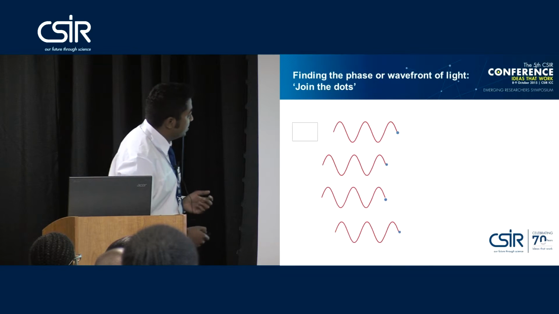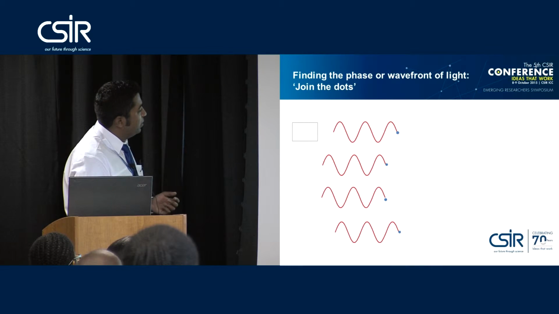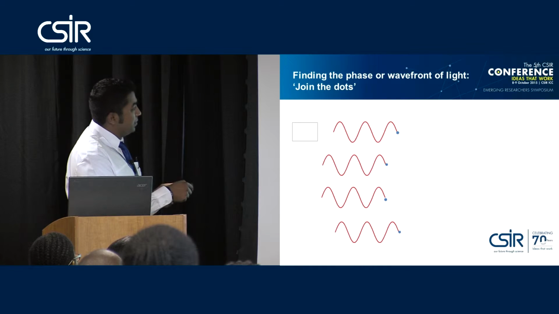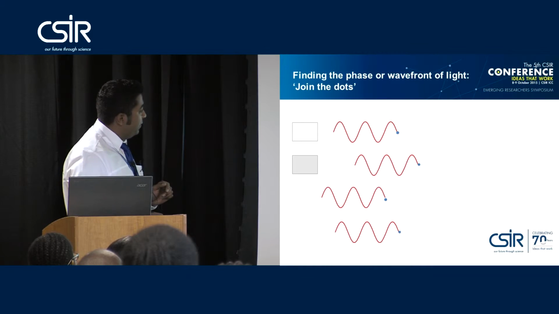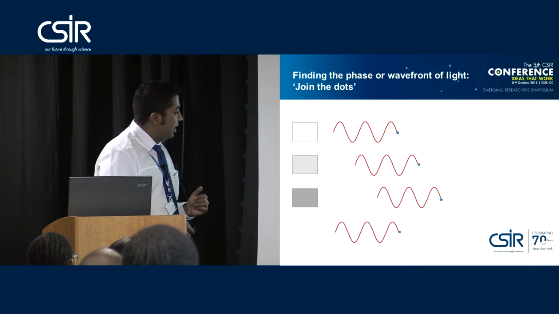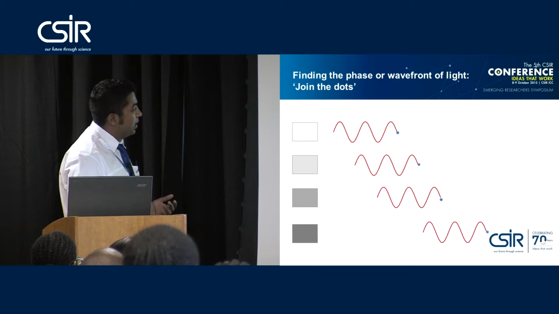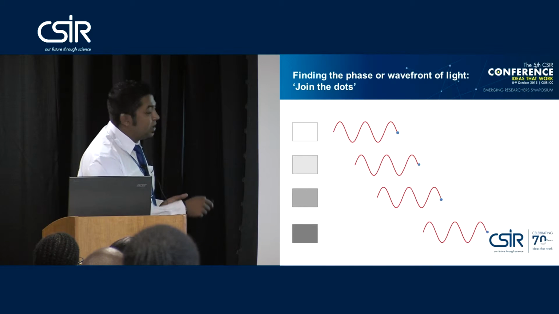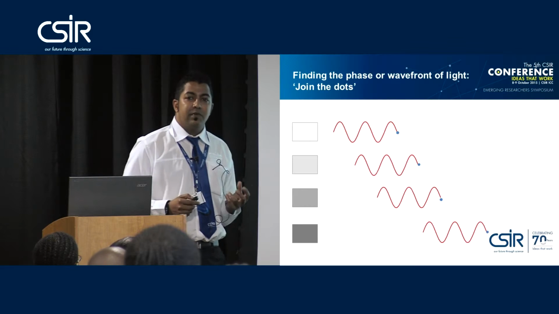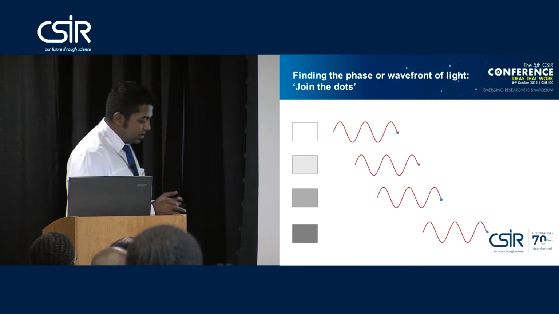So again, how does this work? If I go back to my little waves here, and say that the first one starts with white, if I then add another level of gray, it will shift one of the waves. And if I add another level of gray, which is slightly darker, and eventually go all the way down to black, if I then join these dots, I find that I have a completely different phase structure. So that's basically how this device works.